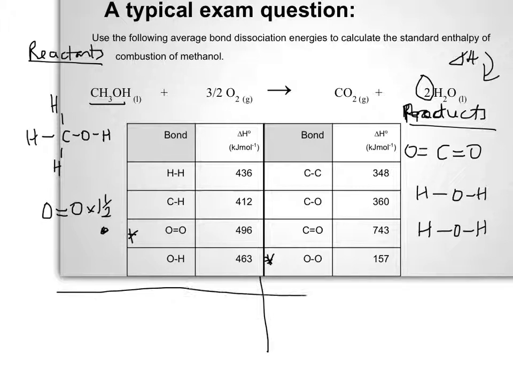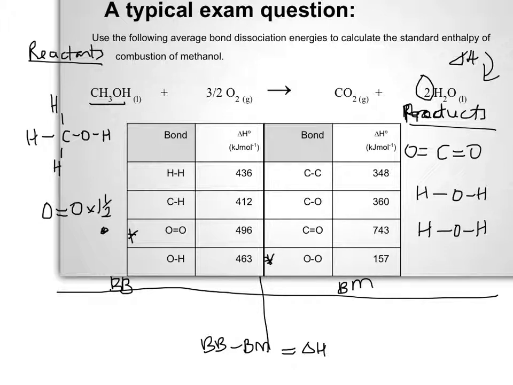Okay, so now we're just going to basically number crunch. So we're going to total up the bonds broken, and we're going to total up the bonds made, and then do our BB minus BM, Breaking Bad minus baking meth, equals delta H. So we have to look at these reactants and look at all the sticks that have got broken in order to make carbon dioxide and water.